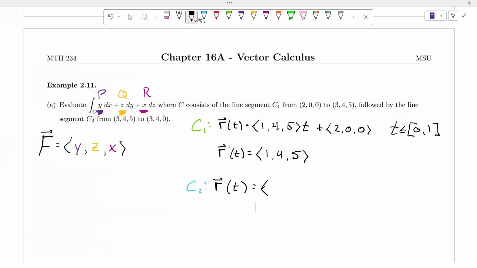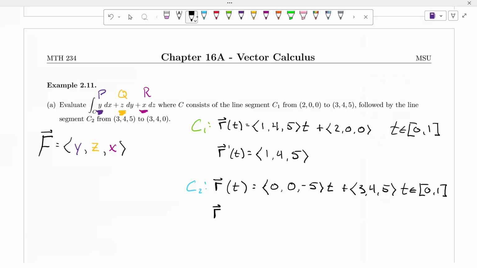So if I look at my direction vector, I need to move 0 in the x direction, because I'm already at 3 and I'm staying at 3. 0 in the y direction, I'm already at 4 and I'm staying at 4. And then -5 in the z direction, because I'm starting at 5, but I need to end at 0. So that's my direction vector, (0, 0, -5), and I'm starting at the vector (3, 4, 5). And my bounds for t are still 0 to 1.